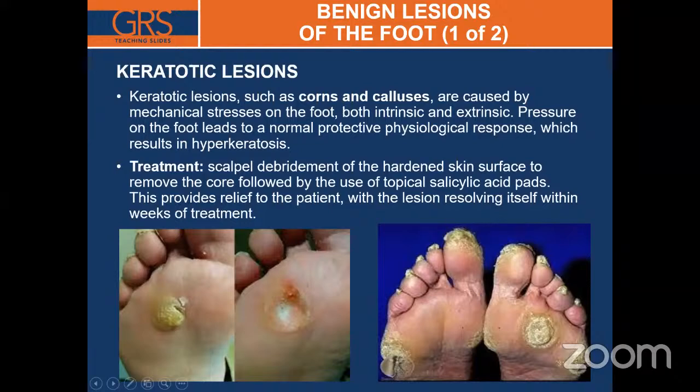Treatment would be scalpel debridement of the hardened skin surface to remove the core, followed by the use of topical salicylic pads. This provides relief to the patient, with the lesions resolving within weeks of the treatment. So it is a surgical debridement followed by treatment.